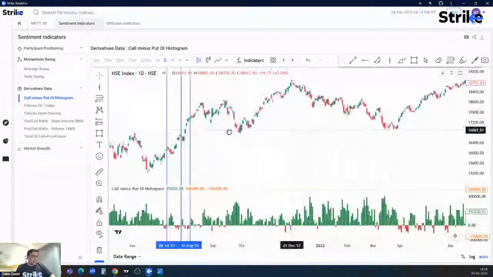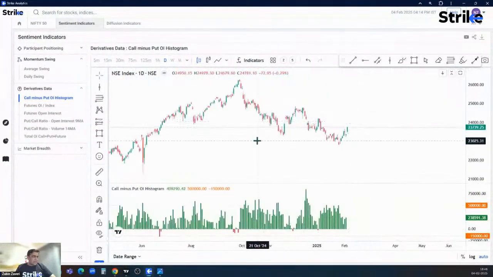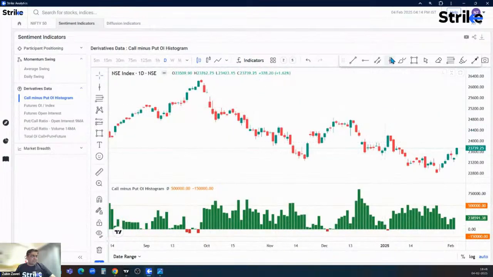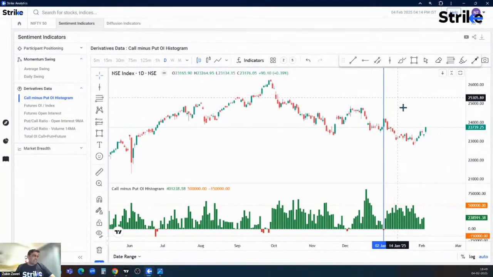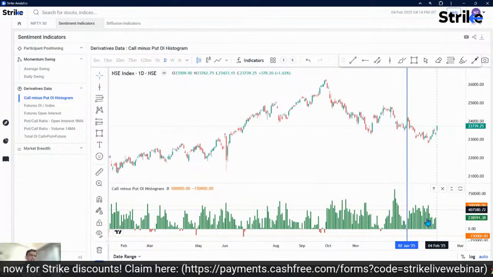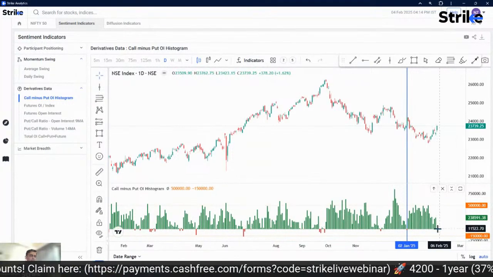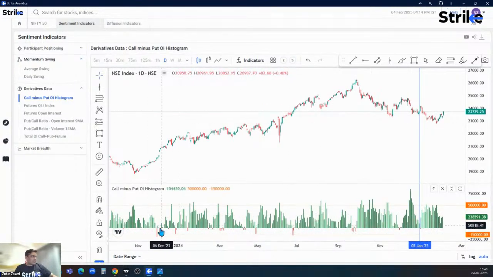All right, but now what you can see is that, have a look at this. Here again, a top was made over here and it came down. So in this particular indicator, as a histogram, you can wait for put open interest to increase, and as per the past data, when the histogram turns into green once again, a short term top could be formed.